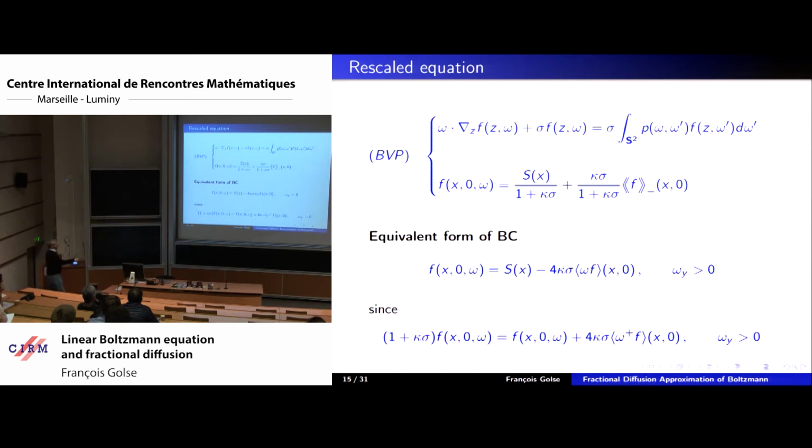So, essentially, you have to use the fact, as I said, that for positive omega y, this boundary condition tells you that f is isotropic in omega. And if you use this, you establish immediately this equivalent form of the boundary condition, okay?